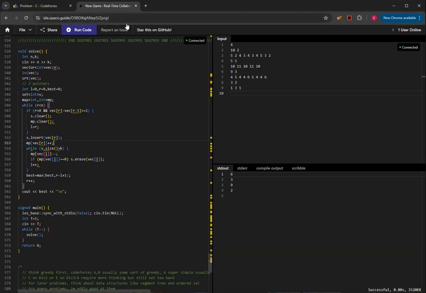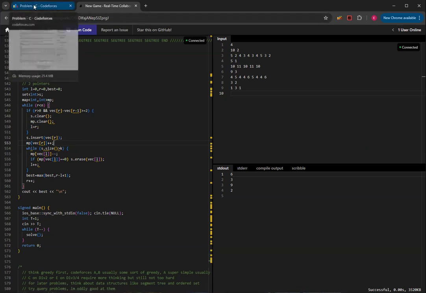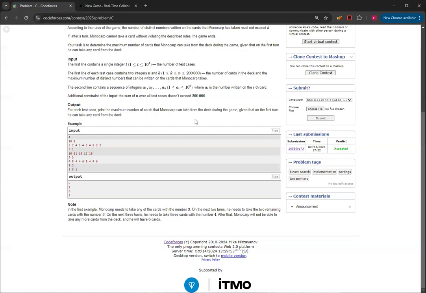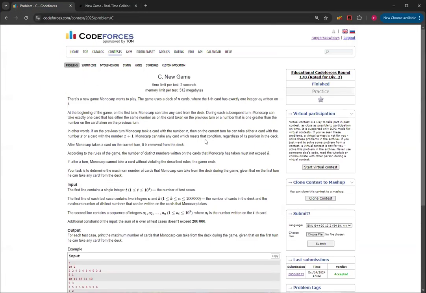So this is basically a classic two pointers problem, where you have one pointer and then you test the other one. So yeah, that's how you solve New Game, question C from Educational Codeforces Round 170, rated for Division 2.